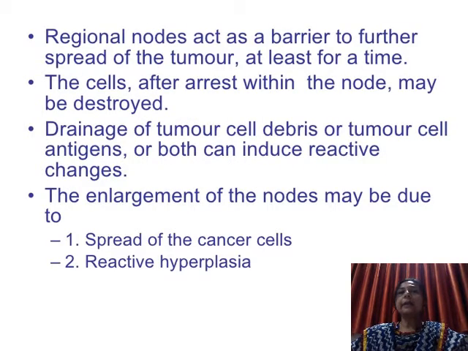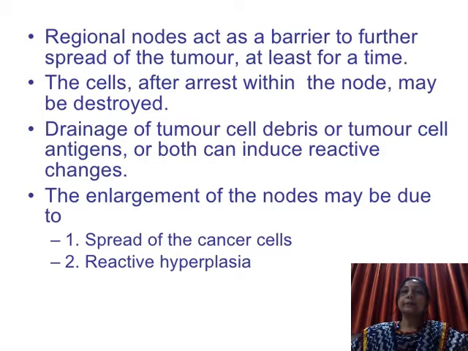Regional lymph nodes act as a barrier to the further spread of the tumor, at least for a few days or for the time being. The cells, after arrest within the node, may be destroyed. Drainage of the tumor cell debris or the tumor cell antigen can both cause reactive changes. So sometimes the node is enlarged, but you won't see the presence of cancer cells in that node. You only see the reactive hyperplasia.